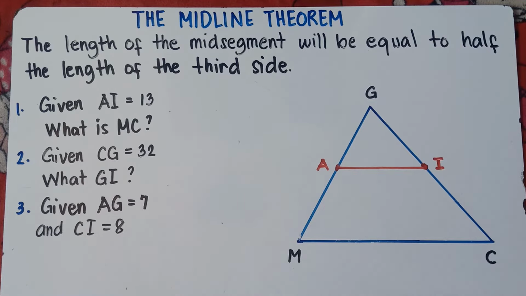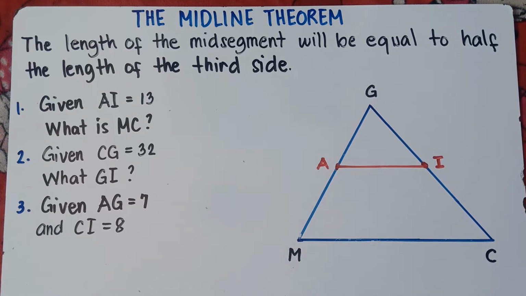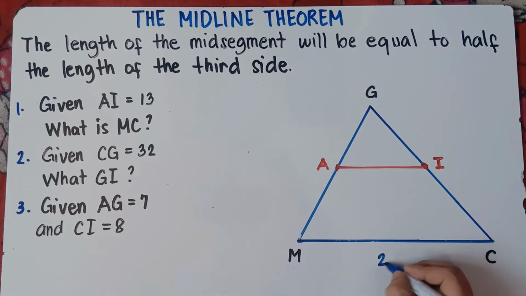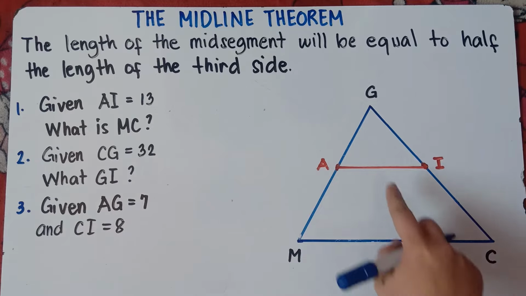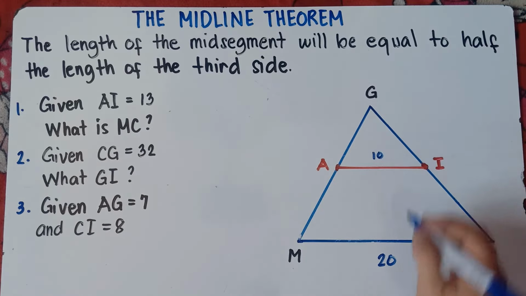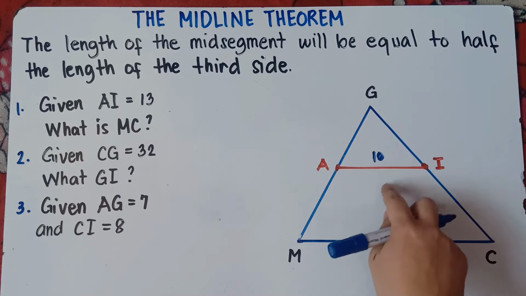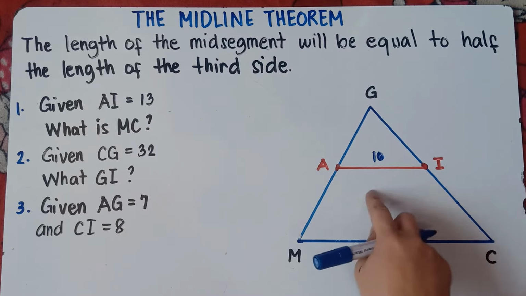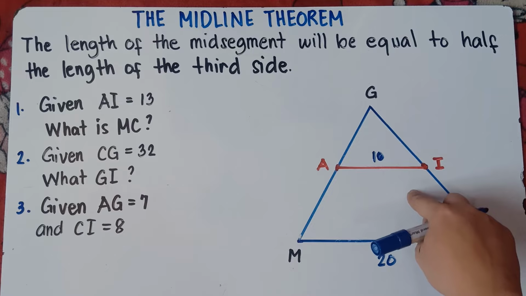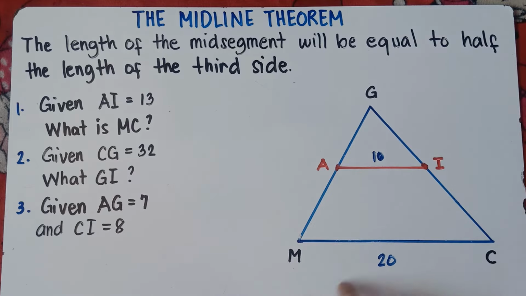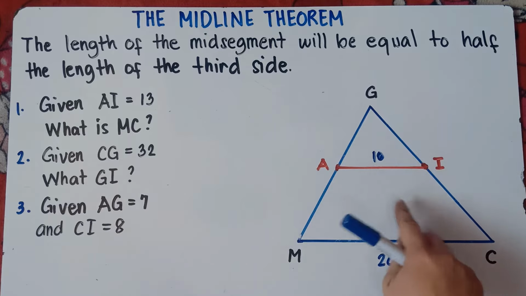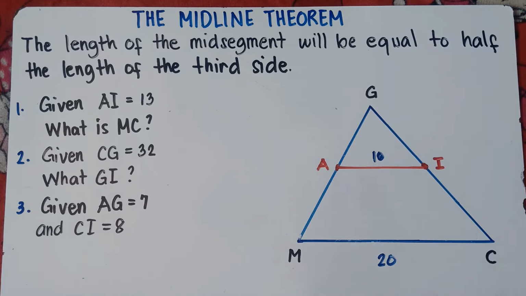What do you mean by that, sir? Let's give an example, class, for you to understand this. If MC is 20, therefore AI will be 10. Why is that, sir? Because according to the theorem, the length of this midsegment is equal to 1/2 the length of this third side. So if this is 20, AI will be 10. Easy, right? That's the midline theorem.